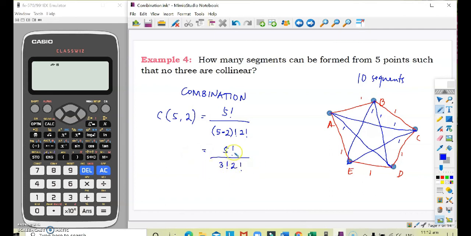I can actually write 5 factorial in terms of 3 factorial. So I have 5 times 4 times 3 factorial over 3 factorial times 2 factorial. I can cancel this because they are common factors. That's 1. I have to expand 2 factorial as 2 times 1. Therefore, I can cancel 4 and 2. That would leave me with 2 and 1. Then I have 5 times 2 and I have 10 segments. Is it the same with what I have from manually doing it? Yes, that's exactly the same. So this type of problem we can use combination.